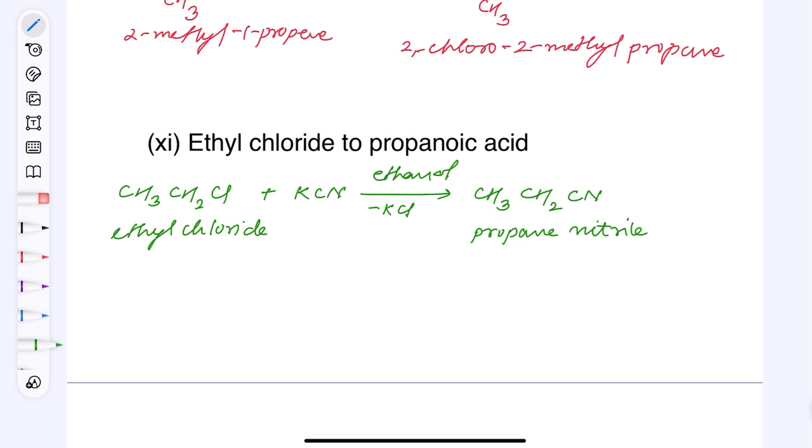Now we need to form propanoic acid, so the CN group needs to be converted to a carboxylic group. When you react with H3O plus, the CN group will get converted to a COOH group. So this is your final product, referred to as propanoic acid. Fine.